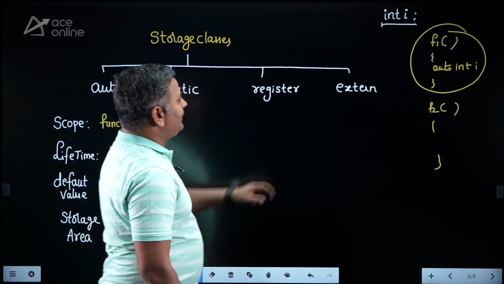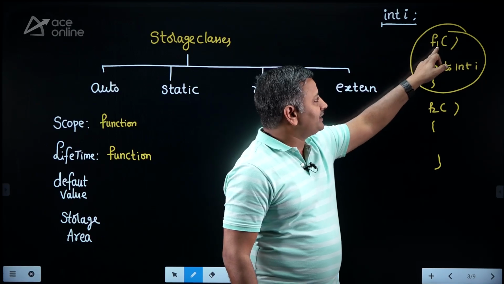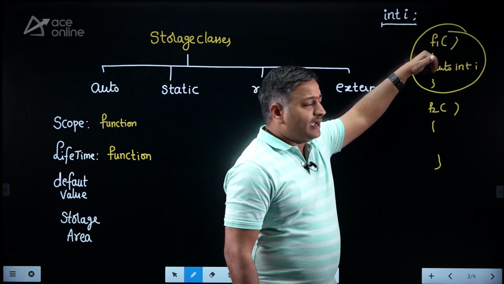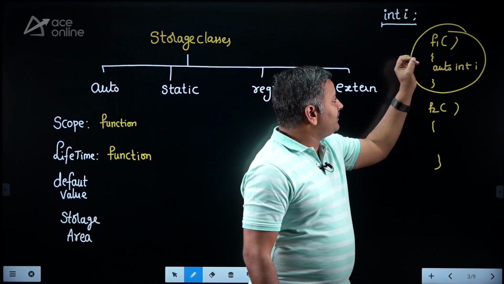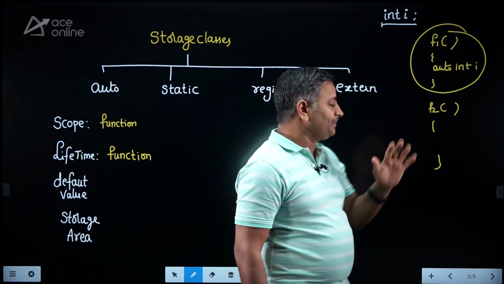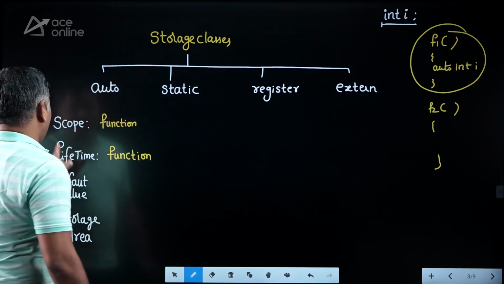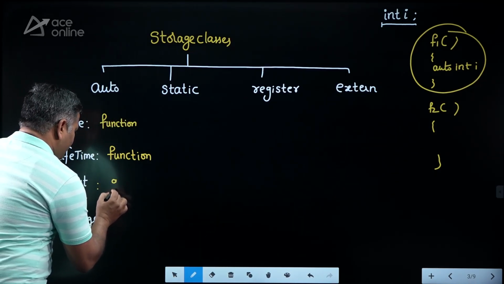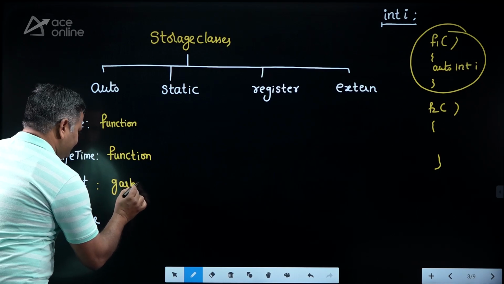Whenever the operating system makes a function call, its activation record is loaded into the stack. As long as it is executing that function, the variable resides in the stack memory. Once the function execution is completed, that variable will be deleted. That is the lifetime of the auto variable. What is the default value of an auto variable? That is garbage value.